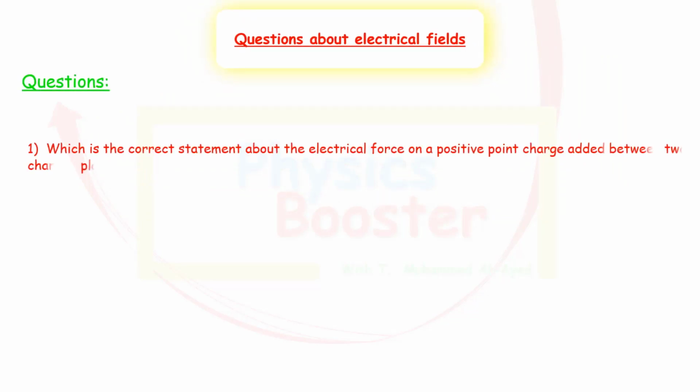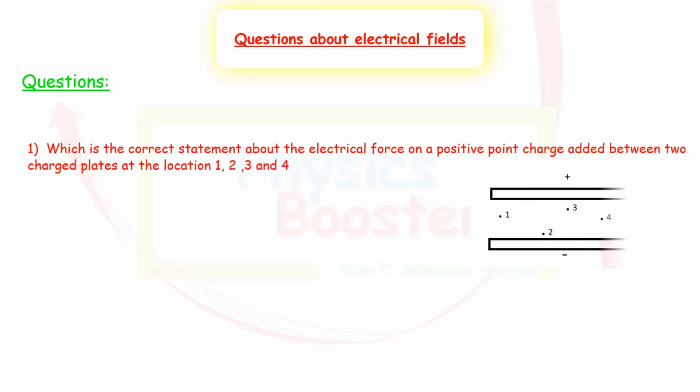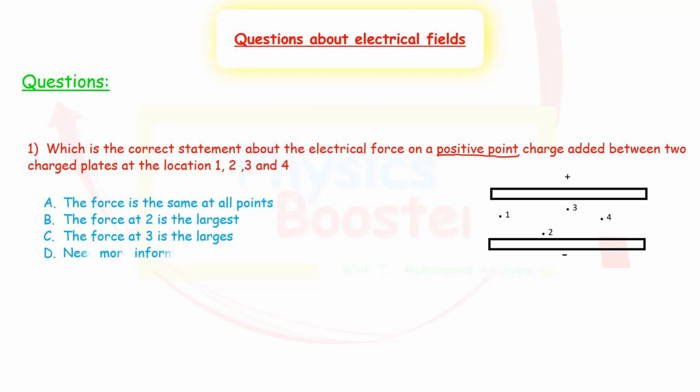Question number 1 says, which is the correct statement about the electrical force on a positive point charge added between two charged plates at the locations 1, 2, 3, and 4. So we have a positive point charge located between two plates. The options are: the force is the same at all points, the force at 2 is the largest, the force at 3 is the largest, or we need more information. Well, what can help us here is drawing the electrical field.